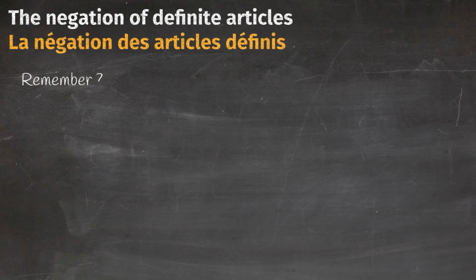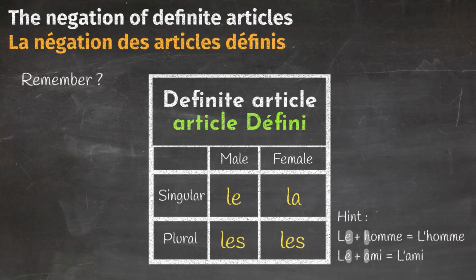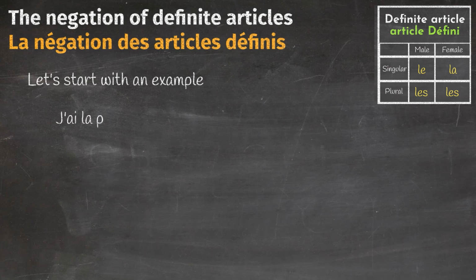Before we start, do you remember? Here, you can see a list of definite articles in French language. If you want to learn them fundamentally, check this video. Remember that when there are two vowels or an H in French language, we change one of them into an apostrophe. Now that we remember definite articles, let's start with an example.